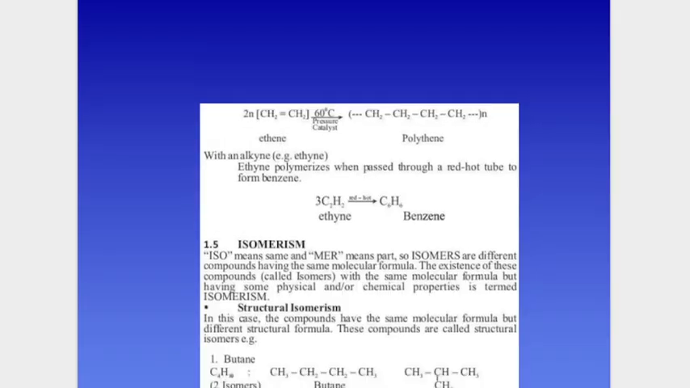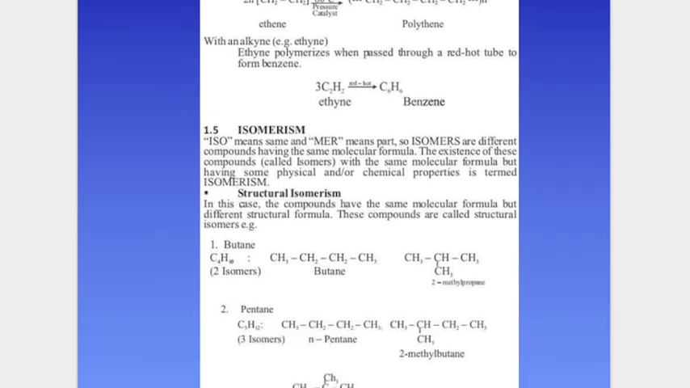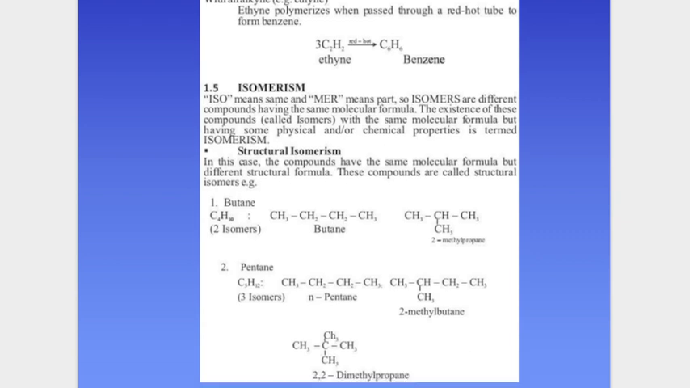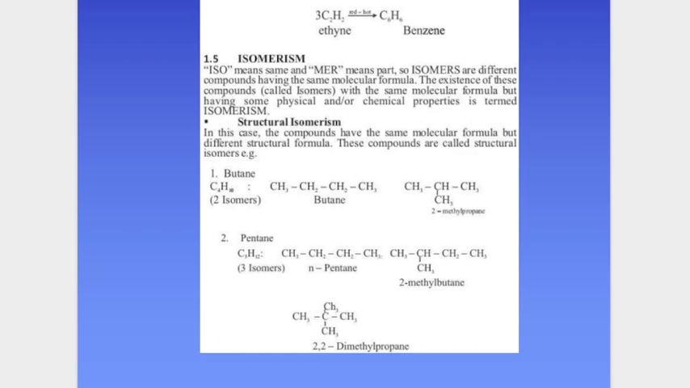So, having said this, we go to isomerism. Iso means same, and mer means part. So isomers are different compounds having the same molecular formula. The existence of these compounds called isomers with the same molecular formula but different physical or chemical properties is termed isomerism. Now, we'll consider structural isomerism.